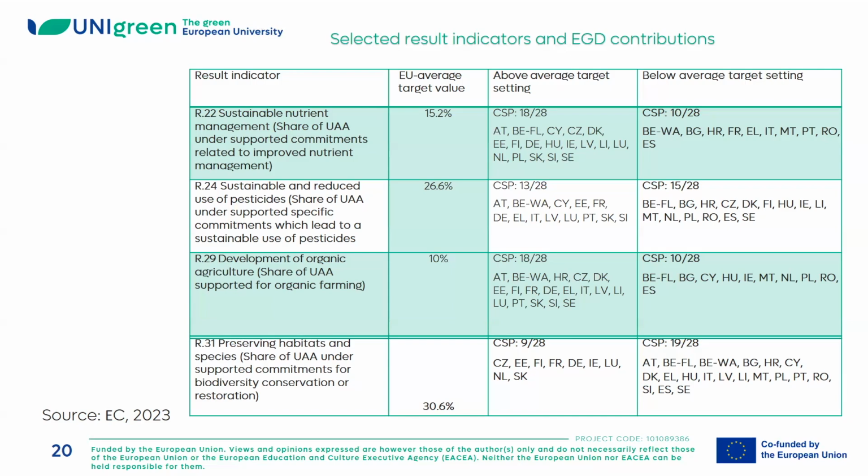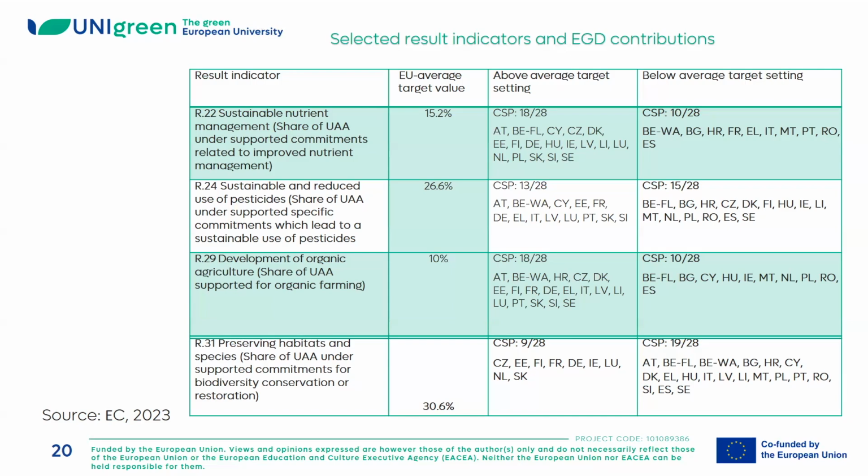Development of organic agriculture, you could see that 18 plans are above average, 10 below average, and similar to the first indicators, most of the member states exceed the European Union targets. Countries traditionally strong in organics set ambitious targets. In contrast, large agricultural players like the Netherlands, Poland, and Spain remain below average, limiting the progress towards Green Deal organic targets.